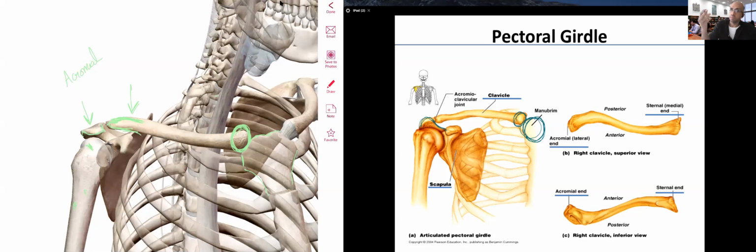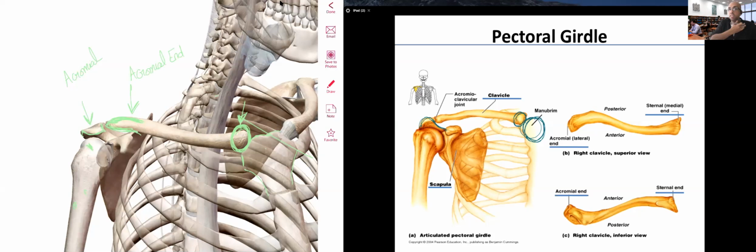What do you think we're going to call the end of the clavicle that shares in the formation of the shoulder? If the end that was articulating with the sternum, we called it a sternal end, what do you think we're going to call the end of the clavicle that shares in the formation of the shoulder? It's going to be my acromial end.